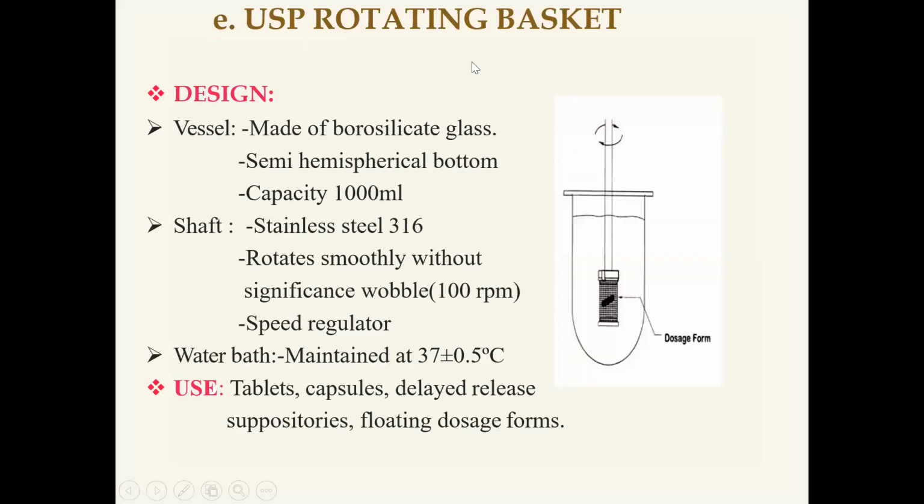Next one is the USP rotating basket. Everything is the same; I already explained it in the last class. What are the conditions in the rotating basket? What is the shaft made up of? How much temperature will we maintain? What is the use of this rotating basket? It is useful for tablets, capsules, delayed release, suppositories, floating dosage forms. Everything I already discussed. Rotating basket.